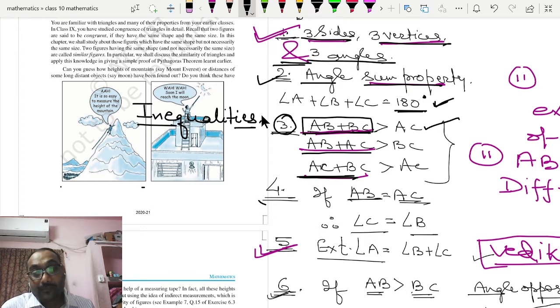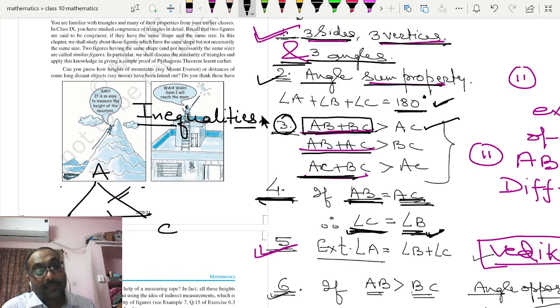Now, fourth one, opposite angles are equal to the equal sides. If a triangle has two equal sides, then angles opposite to the equal sides will be equal. Suppose this is a triangle ABC and these two sides are equal, AC and BC, and opposite to AC is angle B and opposite to BC is angle A, these two angles will be equal. Clear?